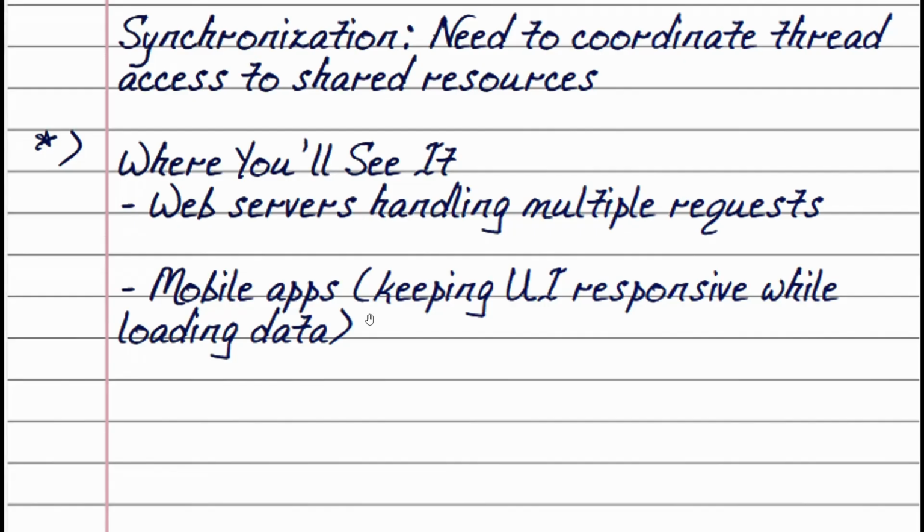Next, we will see where multi-threading is used in real applications. First, web servers handling multiple requests. Suppose the result has been declared by the university or the board, then multiple students try to access the same website by putting in their seat number and mother's name. So on that website, multiple requests are coming. In that situation, we can see multi-threading.